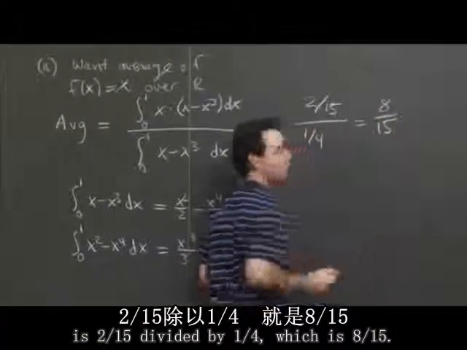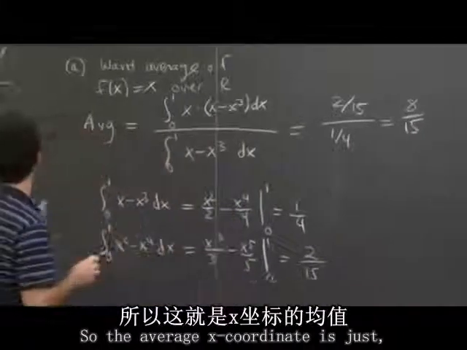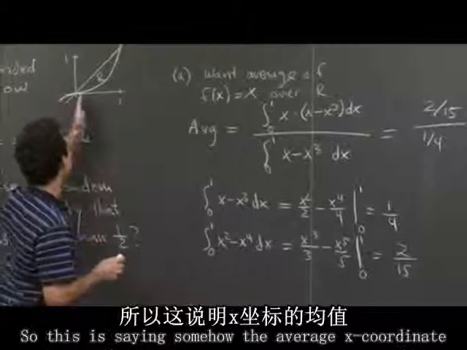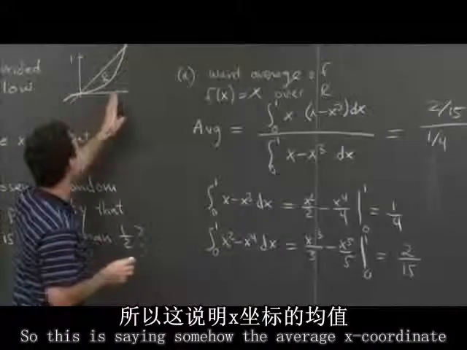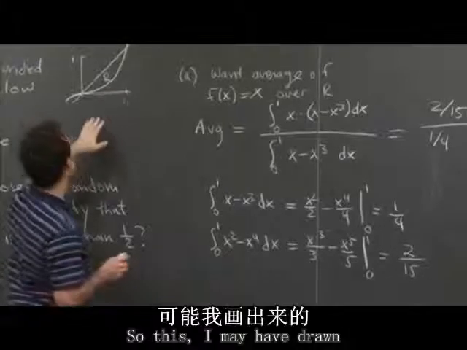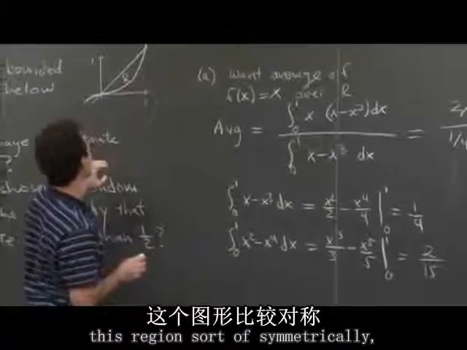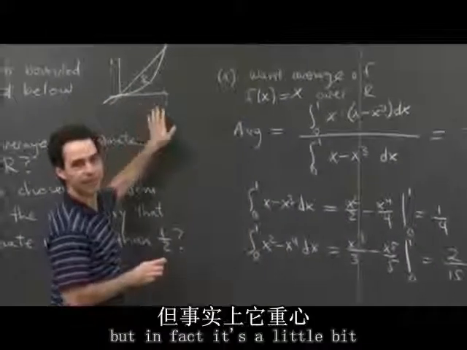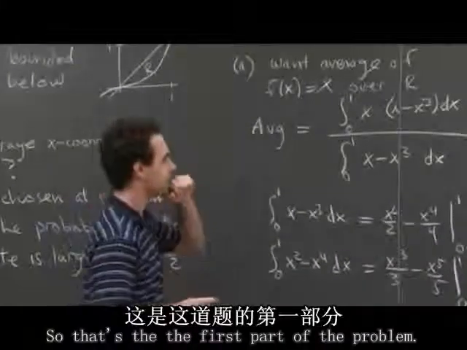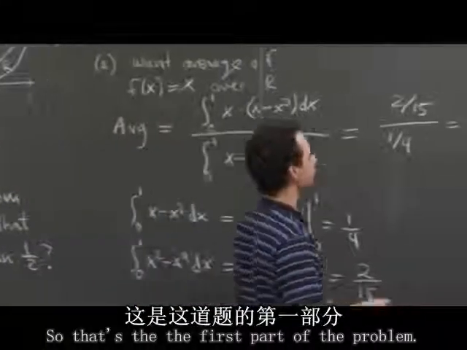which is 8/15. So the average x-coordinate is just, so 8/15 is just a tiny bit larger than a half, right? So this is saying somehow the average x-coordinate is just slightly shifted to the right of 1/2. So I may have drawn this region sort of symmetrically, but in fact it's a little bit shifted to the right there. So that's the first part of the problem.